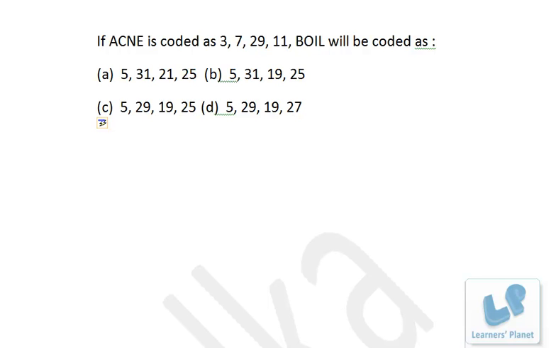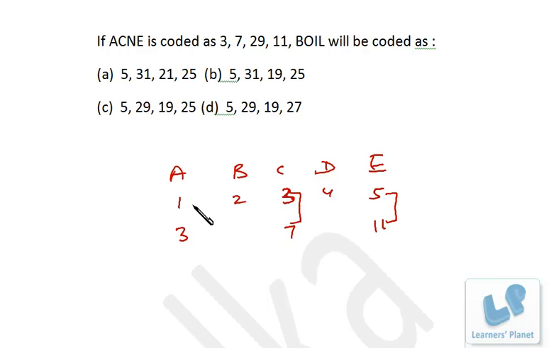Now we'll say this. Here A, C and E are coded as 3, 7 and 11, right? And we have to find the coding of B, O, I, L. Now A is 3, C is 7. We see the relationship A, B, C, D, E. I just take out 1, 2, 3, 4, 5. Now A is written as 3, C is written as 7, E is written as 11. So what we can see is, into 2 plus 1, into 2 plus 1, into 2 plus 1, right? So it's simple. We have to find out for B, O, I, L.